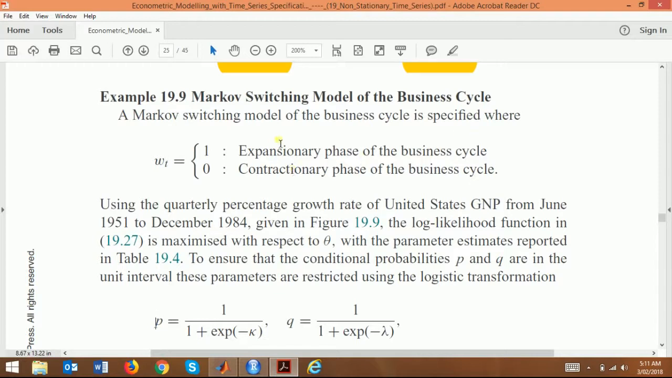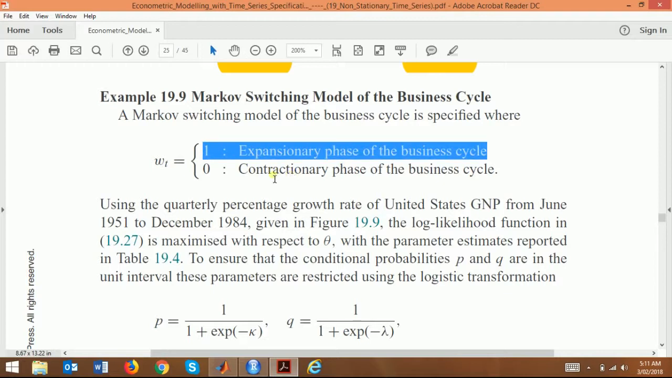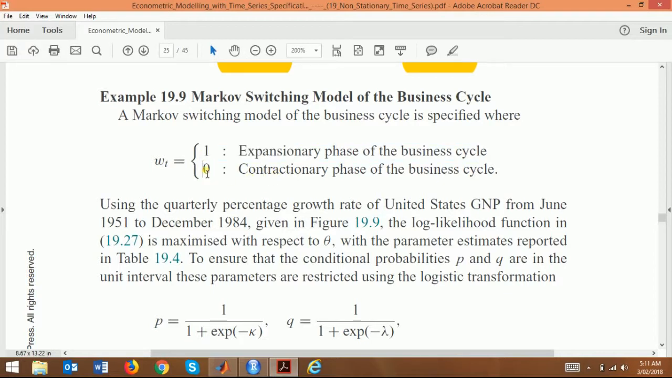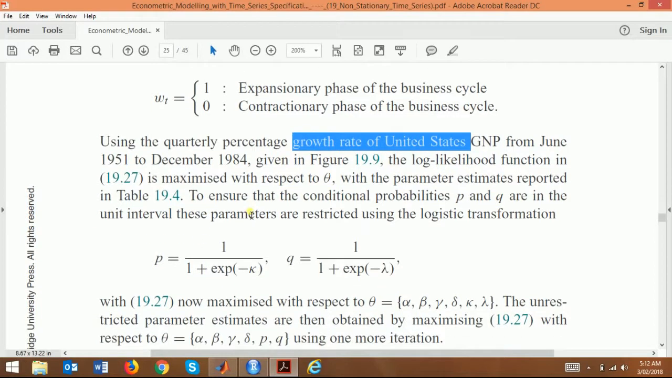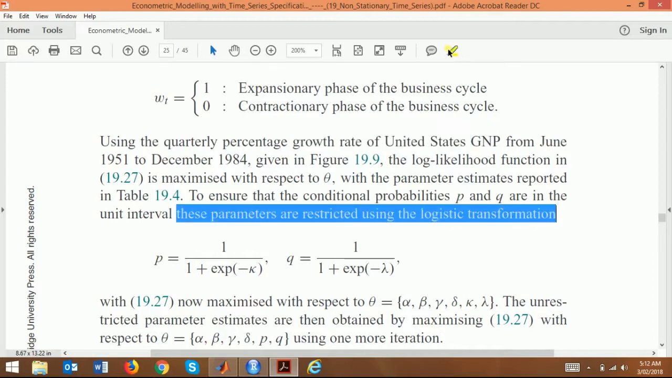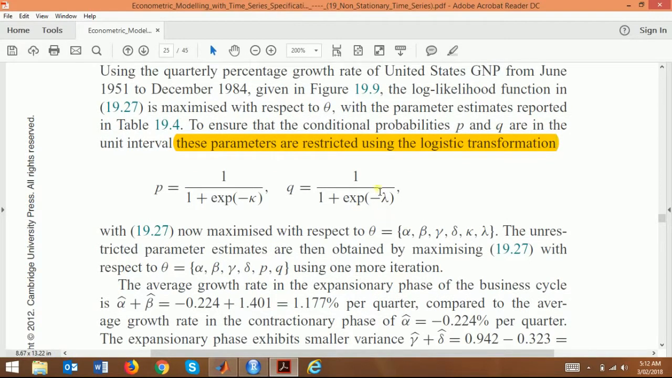A Markov switch model of the business cycle is specified where P is when the expansionary phase of the business cycle is captured and Q is when the contractionary phase of the business cycle is captured. Using quarterly percentage growth of United States GNP, the log likelihood function is maximized with respect to theta with the parameter estimates reported in table 19.4. To ensure that the conditional probabilities P and Q are in the unit interval, the parameters are restricted using the logistic transformation. Okay, exponential of lambda and I think eta.